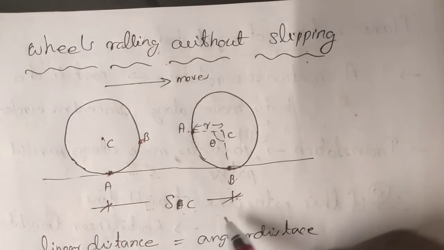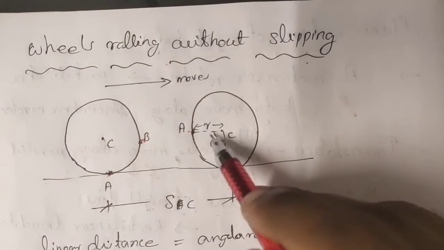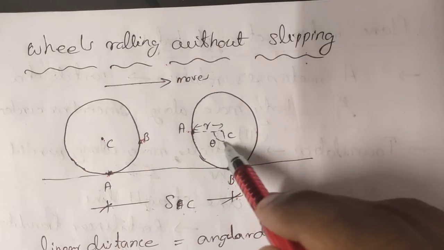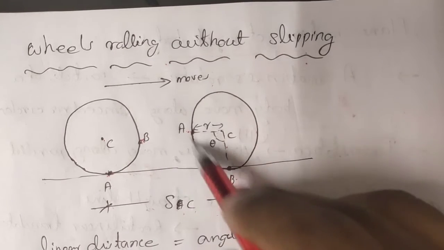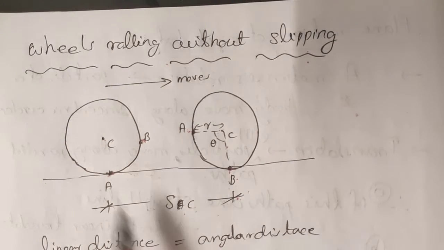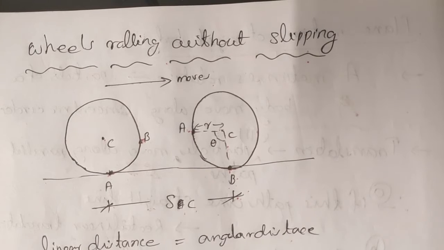So what is arc length? We can call it R theta, that is radius times included angle. If this is R and this is theta, this is R theta. The arc length from A to B is R theta. So the linear distance traveled is the same as the arc length, R theta.